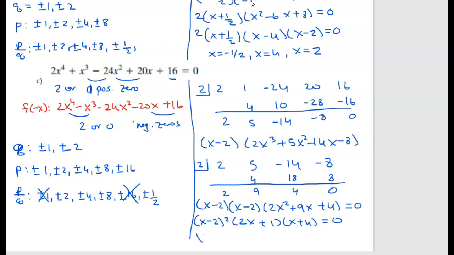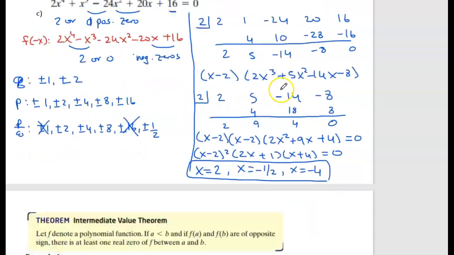So the zeros are x equals 2 twice, it has a multiplicity of 2. Then x equals negative 1/2, and x equals negative 4. So those are my solutions. All right.